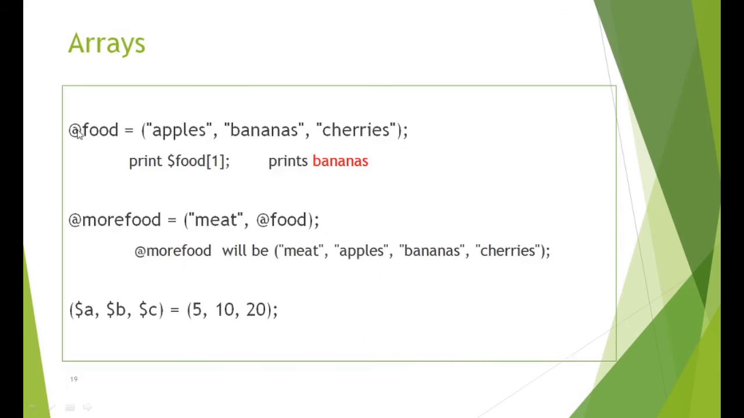See, here you can see that @food, I have got 3 data elements here. I can just print it using like this. Now I can just append some data with this already existing array, meat @food. So the @food content will be appended with meat and will be stored in another variable. So this is a multiple assignment. So here 5 will be assigned to A, 10 will be assigned to B and 20 will be assigned to C.